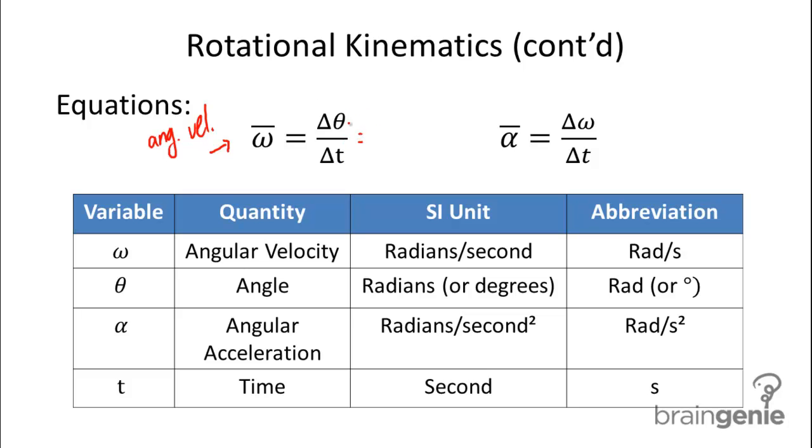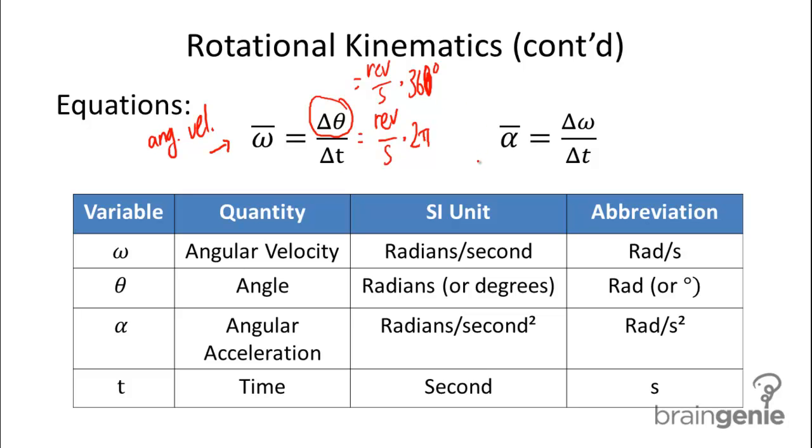Oftentimes, we're given revolutions per minute or revolutions per unit of time. Basically, another way to write this formula would be the revolutions per second times 2 pi. Or if you're using degrees, it'd be revolutions per second times 360 degrees. So the number of full rotations times 360 degrees, or the number of full rotations times 2 pi. We're basically just trying to figure out, how fast is this angle changing.